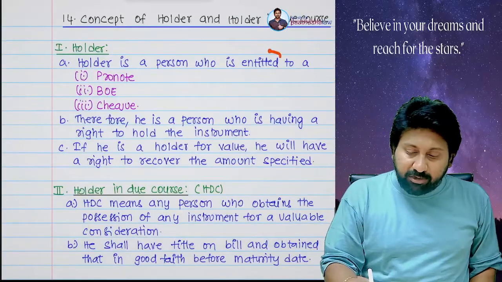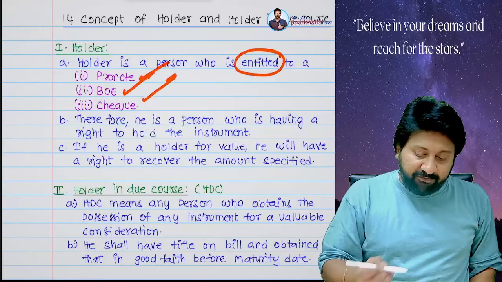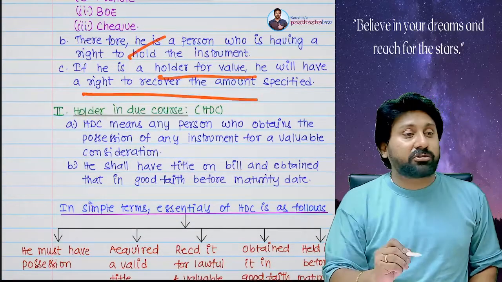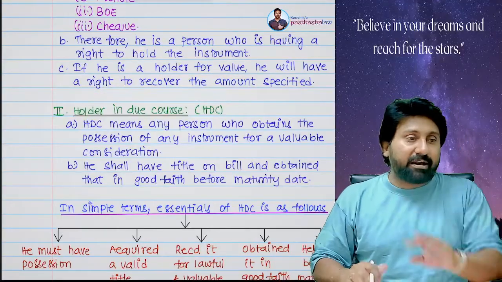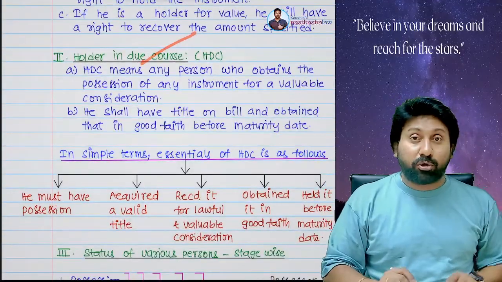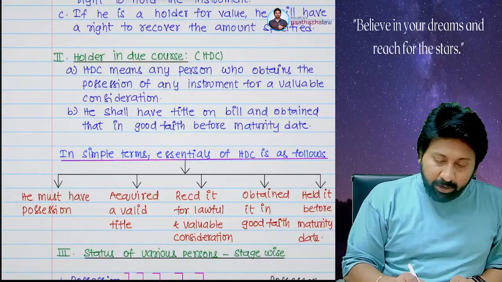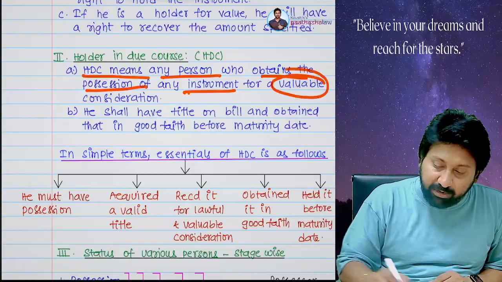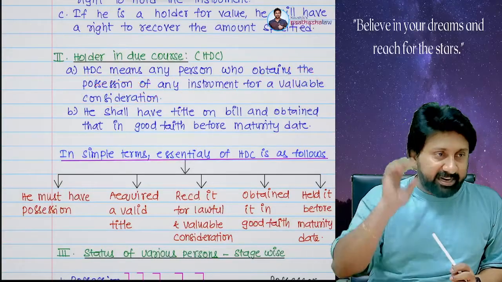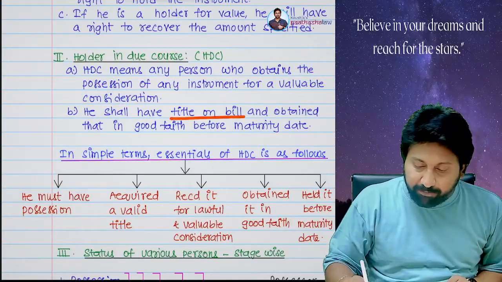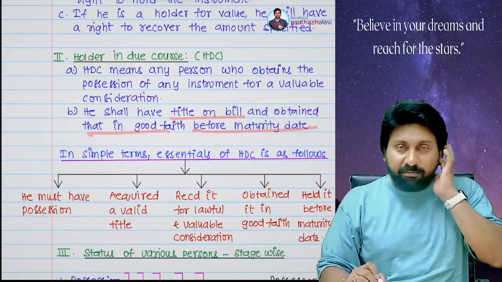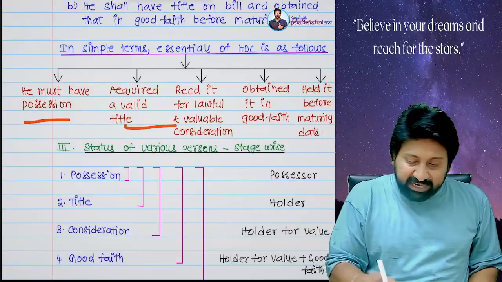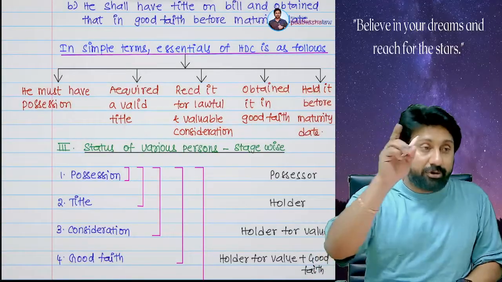So a holder is a person who is entitled to hold a promissory note, bill of exchange, or a check. Next, a holder for value means he has a right to recover also. So he is a holder plus a recovery person. Holder in due course, a very, very important concept here. A holder in due course means a person who obtains possession of any instrument for a valuable consideration, means some consideration is there. He will have title on the bill and obtained it in good faith before the maturity date. Simply, 5 essentials are required to become a holder in due course.